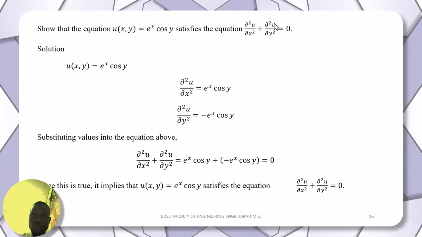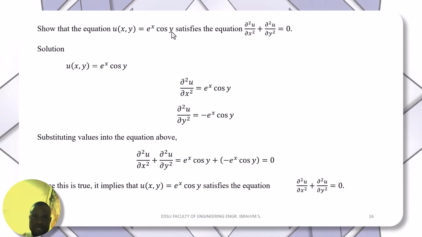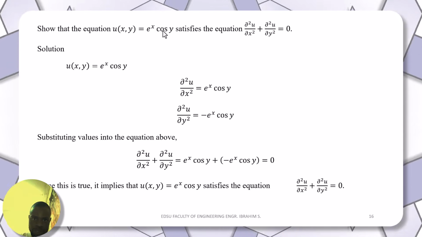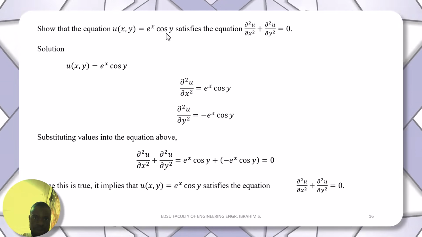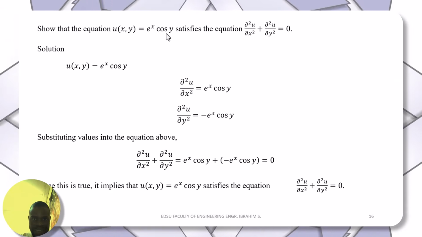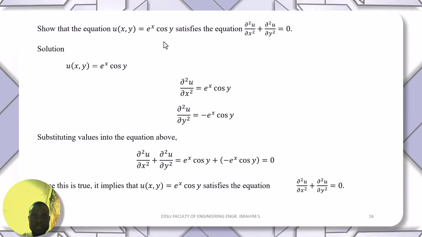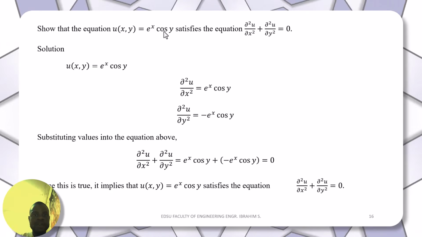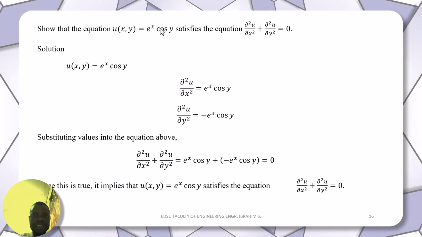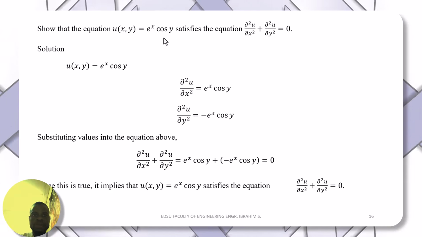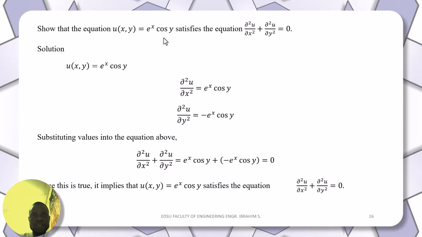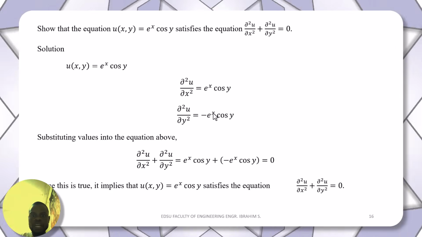But with respect to y now, I will differentiate with respect to y. This one will remain. I will differentiate this. It will give me minus sine y, right? I will differentiate it again. It will now give me minus cos y. So it will now give me this.